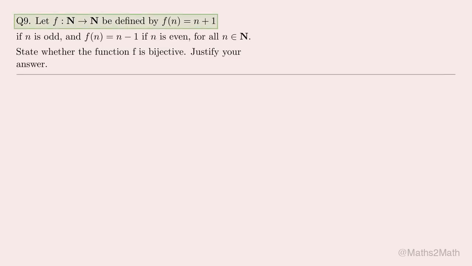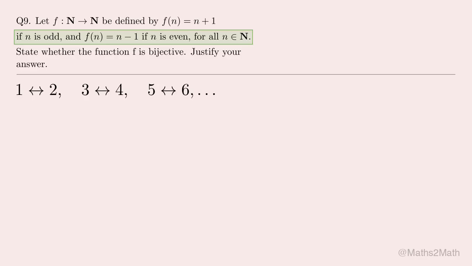Question 9. On the natural numbers, odd inputs step up by 1, even inputs step down by 1. Is this function bijective? We must justify the answer. Watch what the function actually does. 1 goes to 2 and 2 goes to 1. 3 goes to 4 and 4 goes to 3. It swaps the naturals in neighboring pairs.